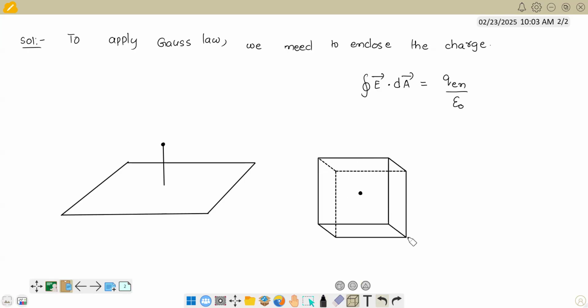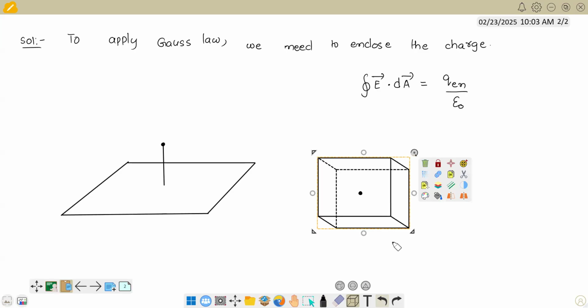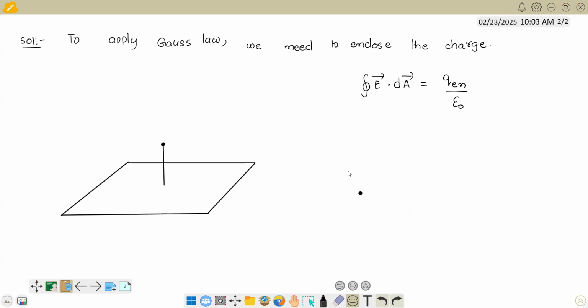This is a charge. Now I surround it in all the directions. You can take any shape and surround it. You can even draw a sphere around it. So if you have a charge, the first thing to apply Gauss law is to surround it in all the directions.